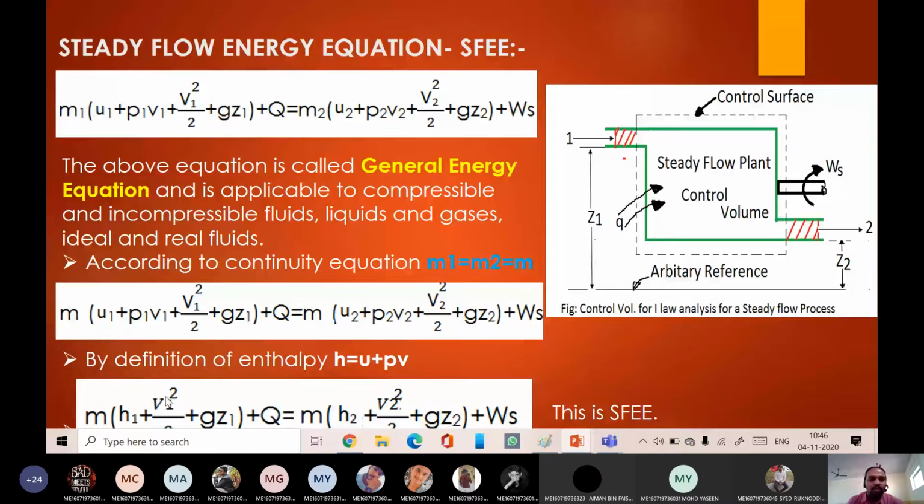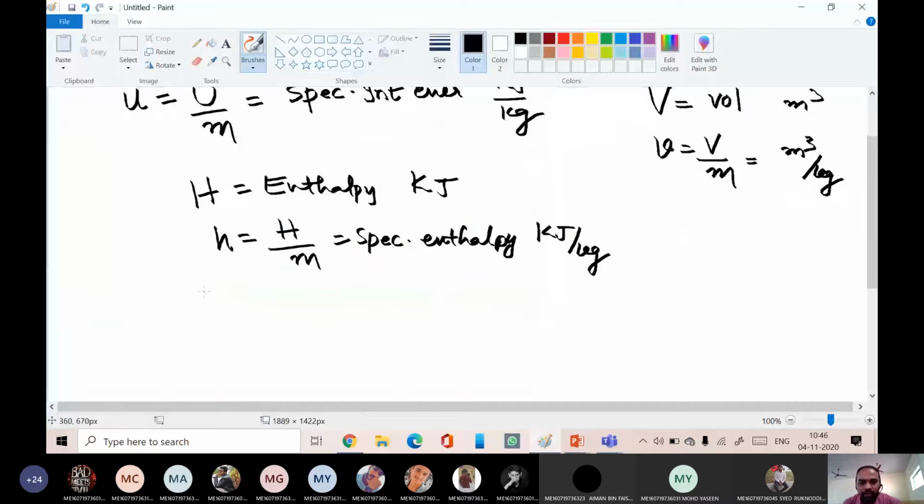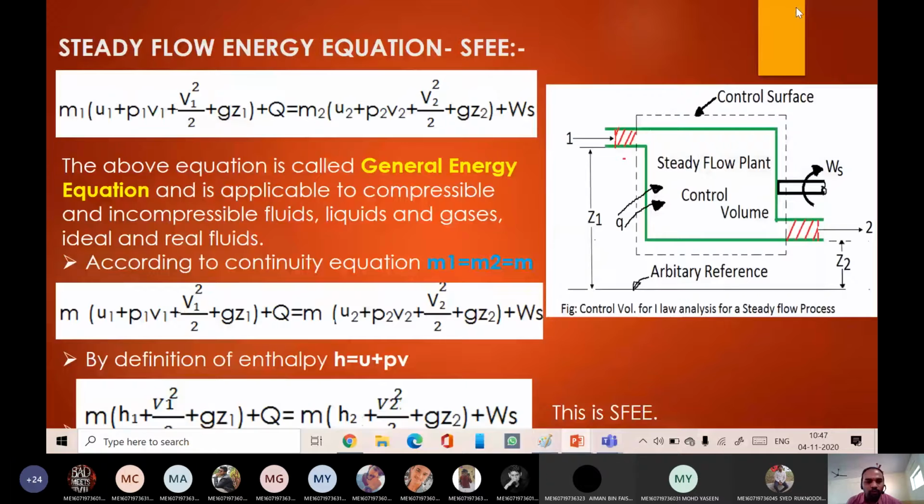And again, how do we define enthalpy? Enthalpy is the sum of internal energy and the product of pressure and volume, that is, h equals u plus PV. So here I can replace u plus PV with enthalpy. These are specific terms, therefore this is specific enthalpy. Therefore u1 plus P1 V1 can be replaced by h1, then V1 square by 2 plus g z1 plus q. The m is cancelled and this is the equation.